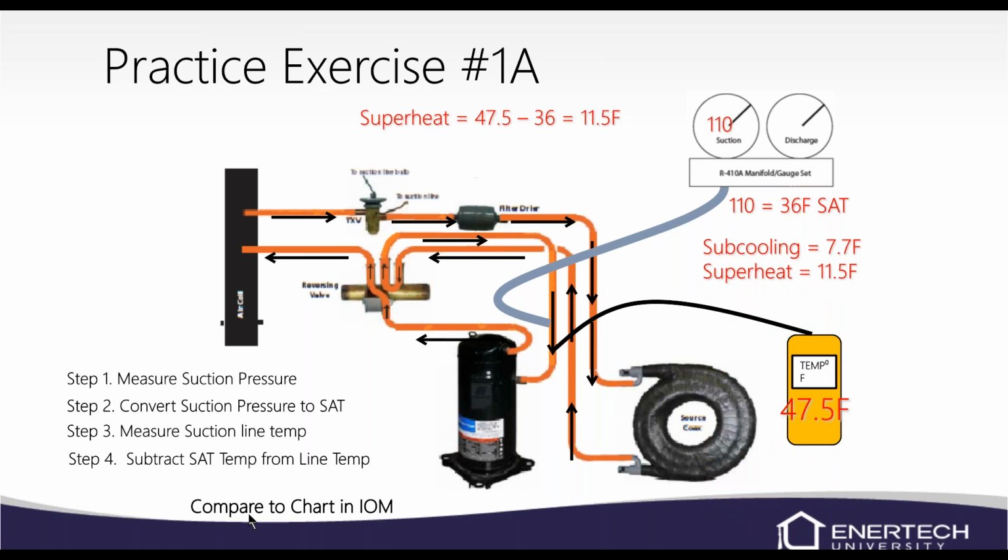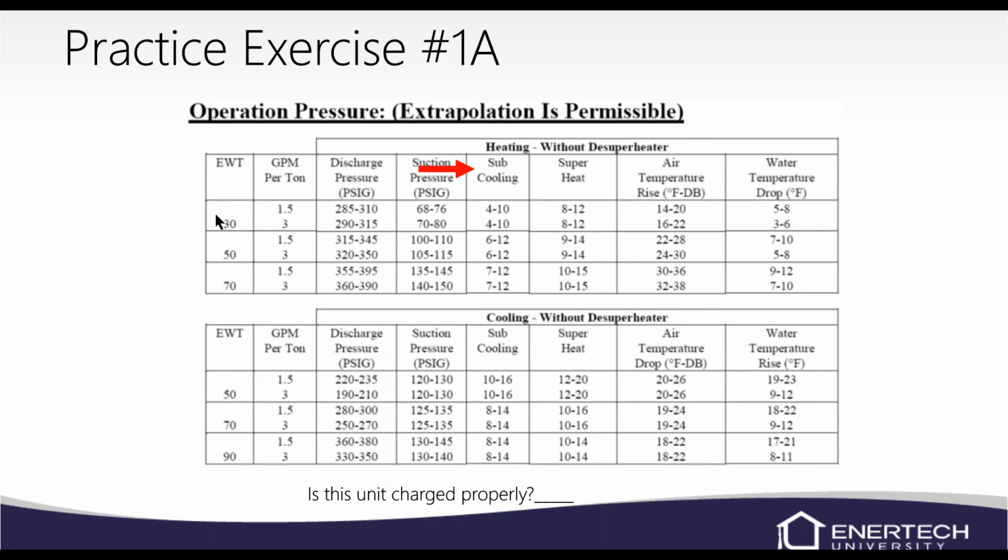But we can actually compare it to the chart in the IOM if you have it. So again, we had 70 degree entering water temperature. Our subcooling range, I'm gonna drop that circle down a little bit. Sometimes when I get these, I change these over to a wide screen and it messes them up. But so 7 to 12 is our subcooling, and really 10 to 15 for our superheat. So we're within range of those. So, you know, the system, yes, is working properly.